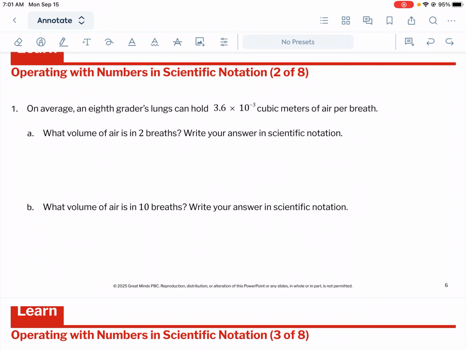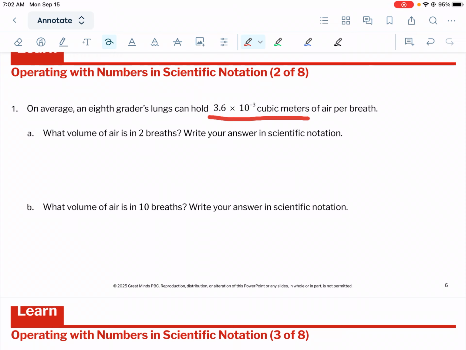For number 1, I'm going to just read it off. On average, an 8th grader's lungs can hold about 3.6 times 10 to the negative 3rd power cubic meters of air per breath. Underline that. Okay? That's giving us some context clues. We have 2 questions here. For A, what volume of air is in 2 breaths? Write your answer in scientific notation.